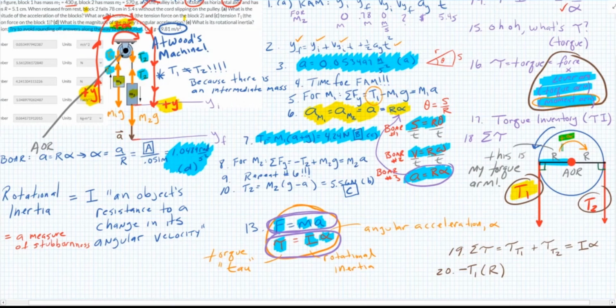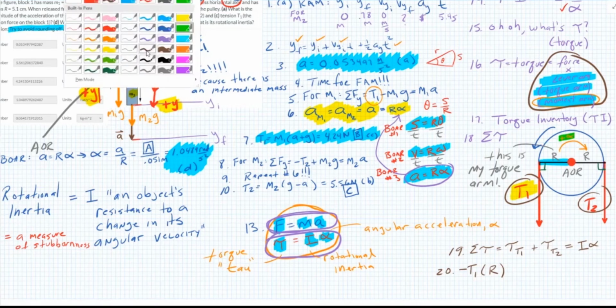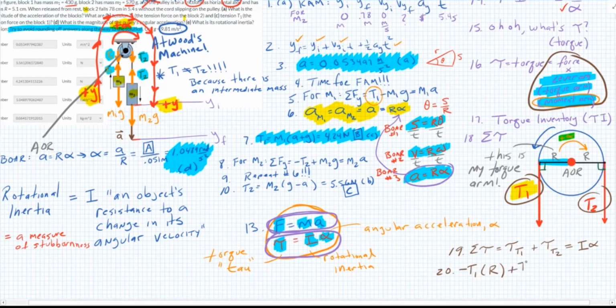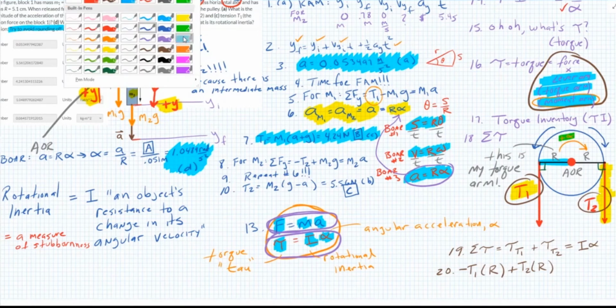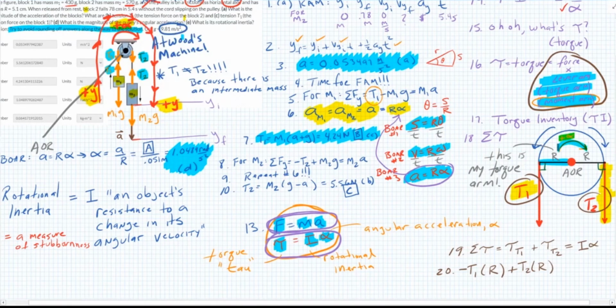So T1 is trying to produce a negative spin, and T2 is trying to produce a positive spin, plus the force times the torque arm. That's it. T2, just to belabor the point: if this is you pulling down on the T2 string, you are basically trying to get this pulley to move in this direction, which is the same as the direction we specified for positive angular acceleration. So that's why this is a plus, this is a minus.